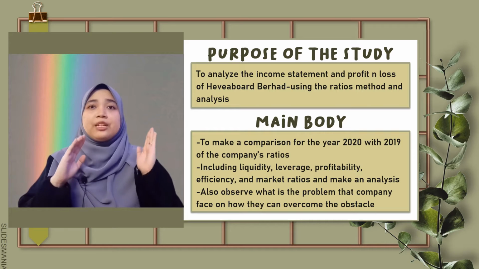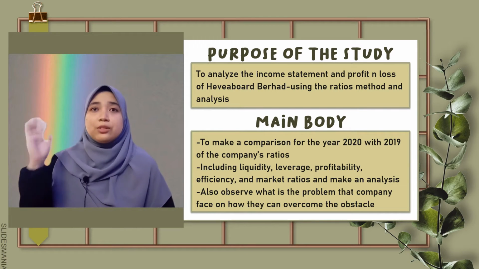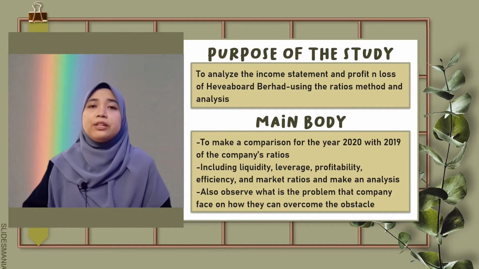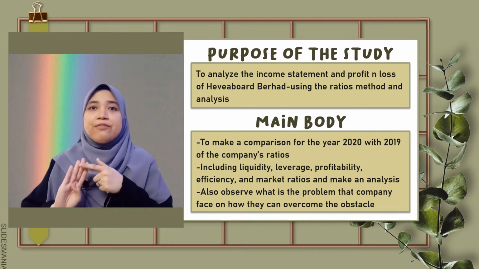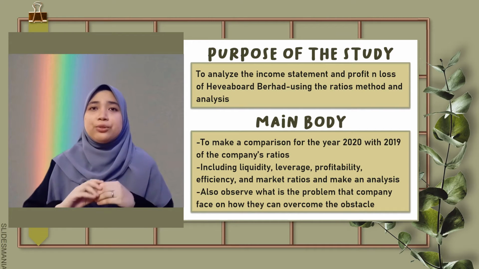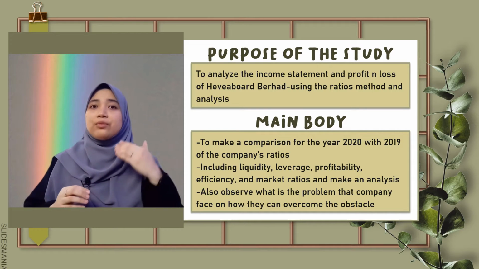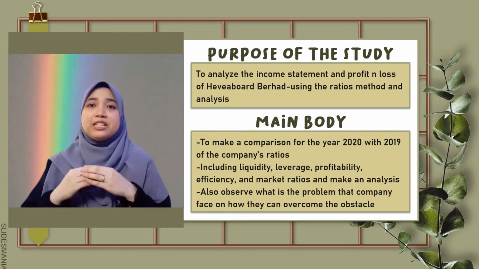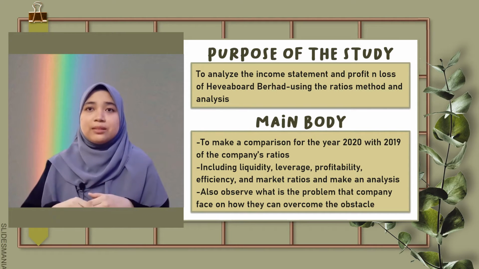The main body of this report is to make a comparison of the year 2020 with 2019 of the company's ratios, including their liquidity, leverage, profitability, efficiency, and also market ratios, and we analyze them. After that, we observe the problems that the company faces, and we come out with suggestions on how they can overcome the obstacles.